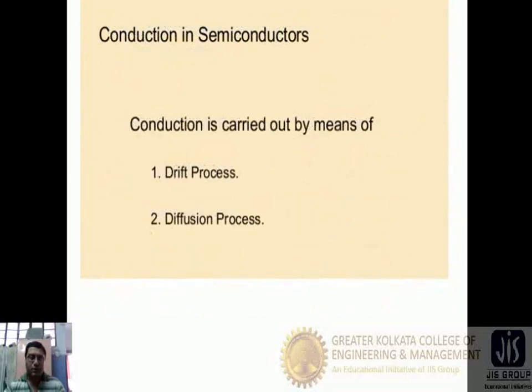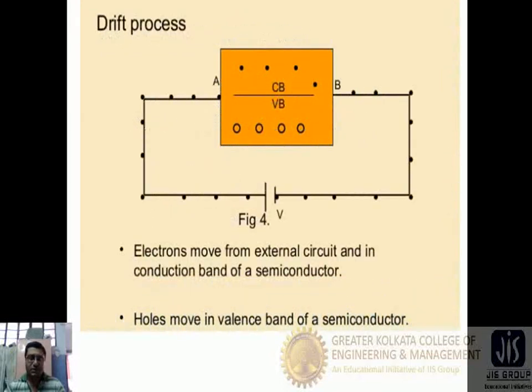So now we discuss the conduction in semiconductors. What conduction takes place? There are 2 types of conduction in a semiconductor. First is the drift process, another is the diffusion process. We'll discuss them one by one. First comes the drift process. Electrons move from the external circuit in the conduction band of the semiconductor. The holes move in the valence band of the semiconductor. It is the drift process.